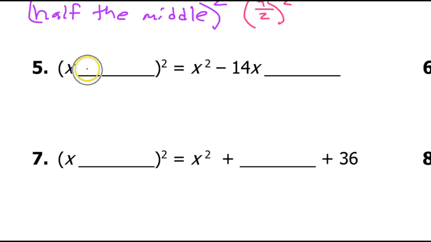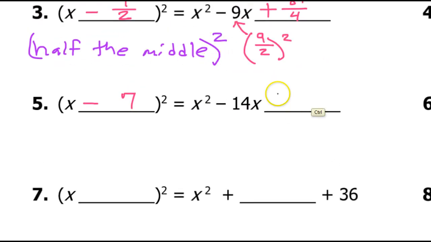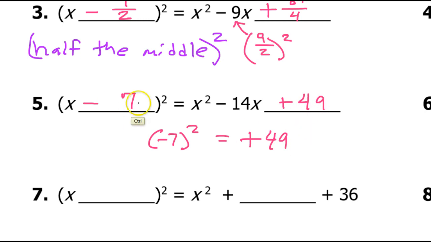See how it's negative? This is definitely going to be negative. These always match. What's half of the middle? 7. Now, we have to do half the middle squared to complete the square. So if I square this, I'm going to get 49. It's always plus, because even negative 7 squared is positive 49. So I'm going to put plus 49 right there. Half the middle squared.